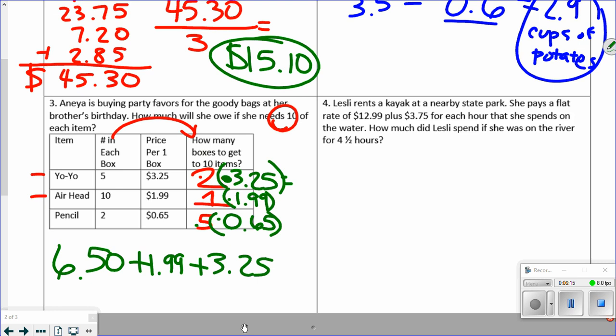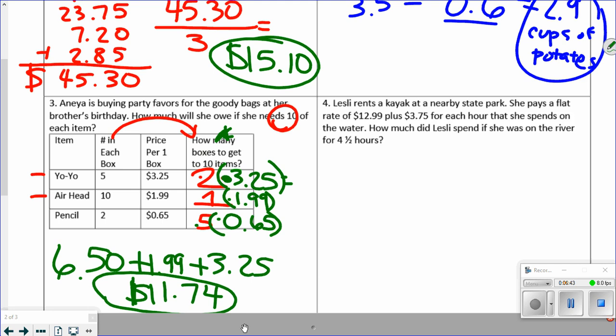So $6.50 plus $1.99 plus $3.25. And I should get $11.74 as my total. And that one's a tricky one, and you'll have ones like these in your math class, but you won't have this nice little chart. So it might be helpful to build this extra part onto your chart in your math class.